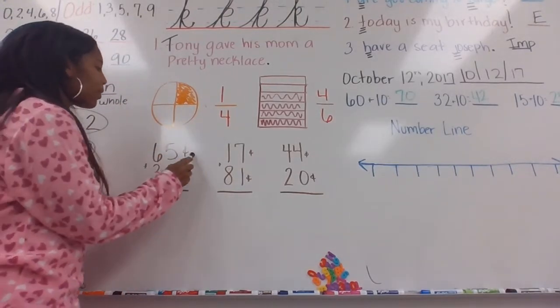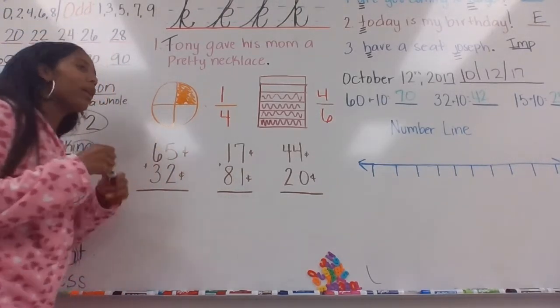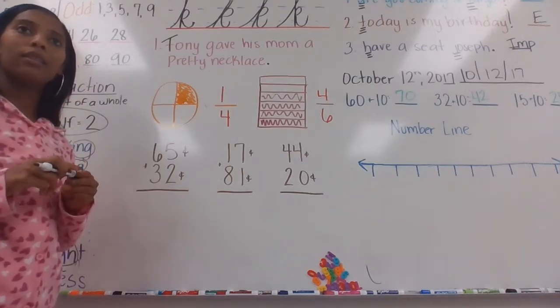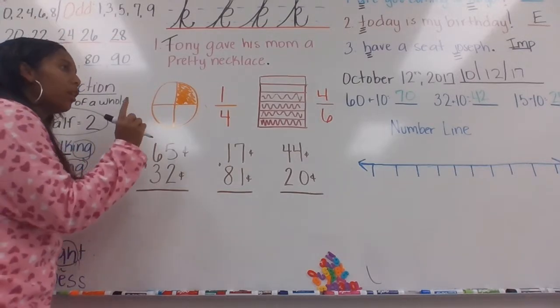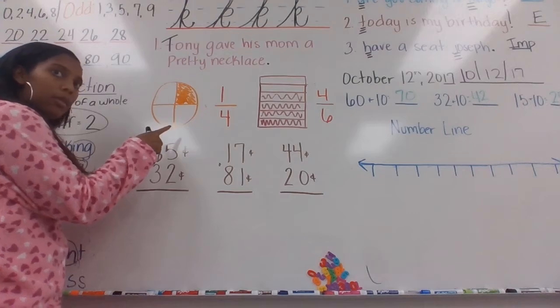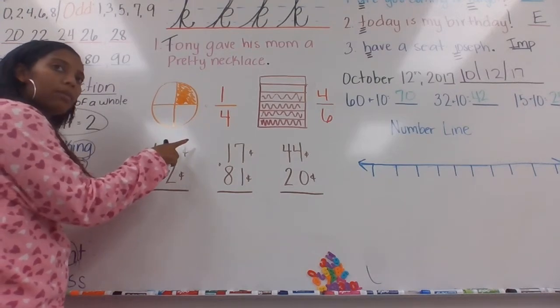So 65 cents plus 32 cents. Where do I start adding? In the back. And I go from, how do I add the numbers? Back.